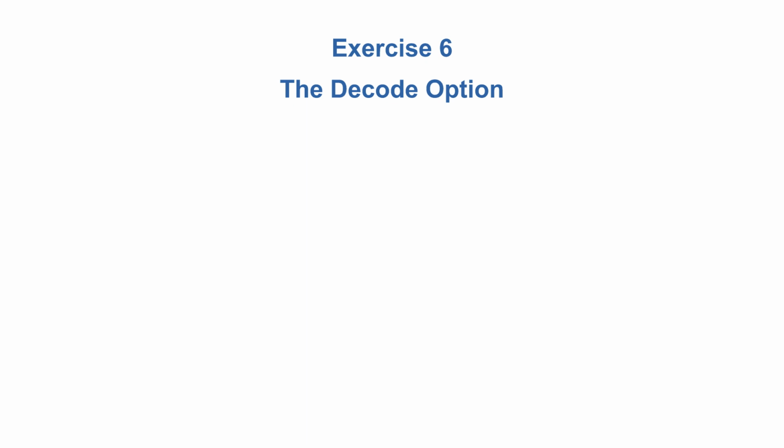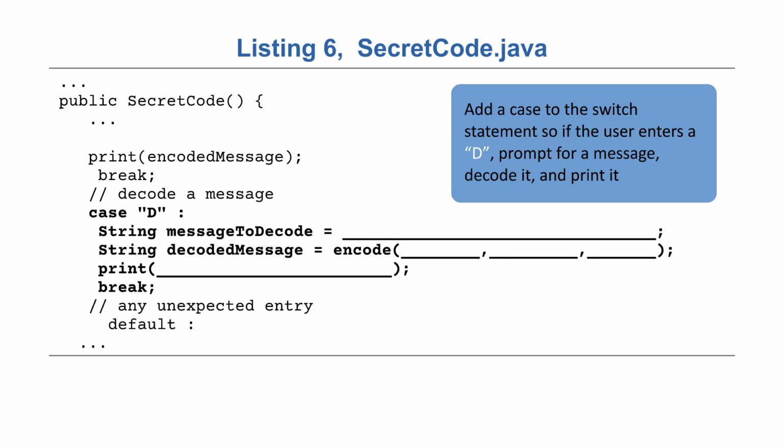And finally, let's decode a message if the user enters a D to decode. Exercise 6, the decode option. Add a case to the switch statement so if the user enters a D, prompt for a message, decode it, and print it. Hint, use encode with key as the from alphabet and alphabet as the to alphabet. Run it. Hint, use copy and paste in the DIY window to more easily enter the encoded message to decode it. What happened? If you entered D, it should have asked you to enter a message, decoded it, and printed it.